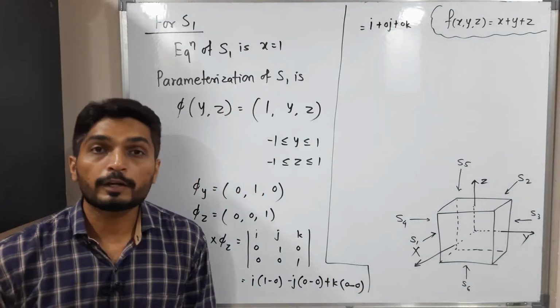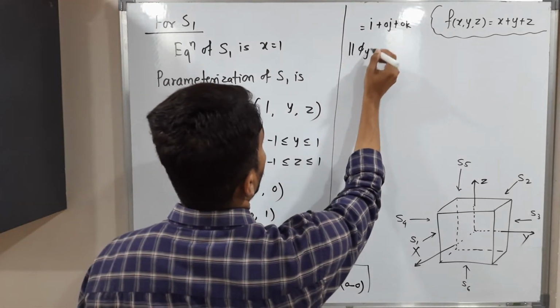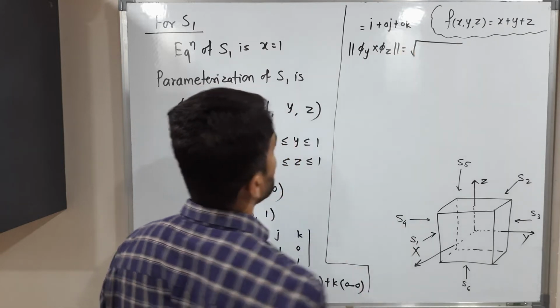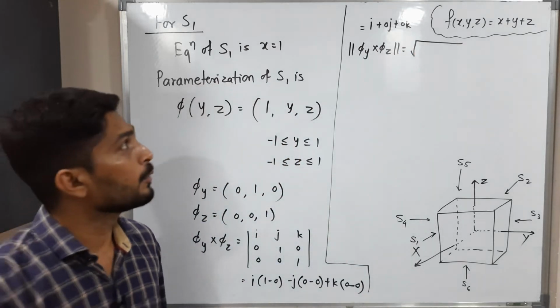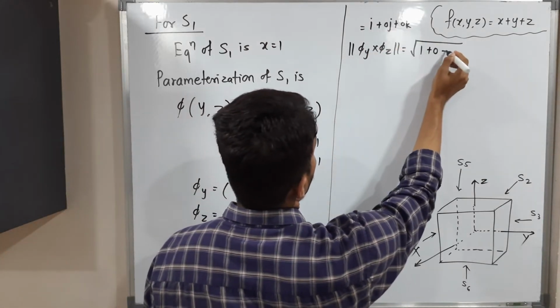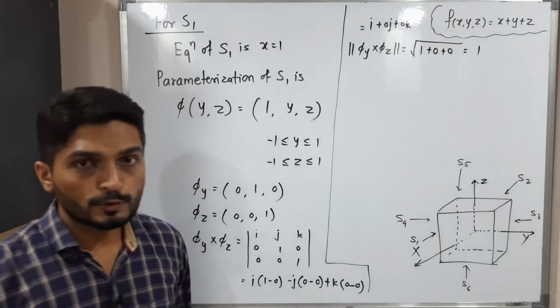After that we have to find its norm. Let us find the norm of phi y cross phi z. The definition is quite simple: square root of the coefficient of i, which is 1, its square is 1; the coefficient of j is 0, its square will be 0; the coefficient of k is 0, its square will be 0. So its value is 1.